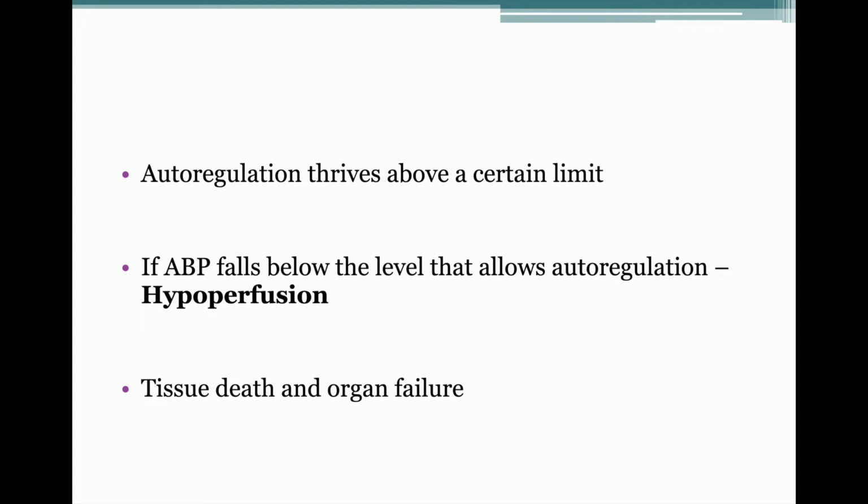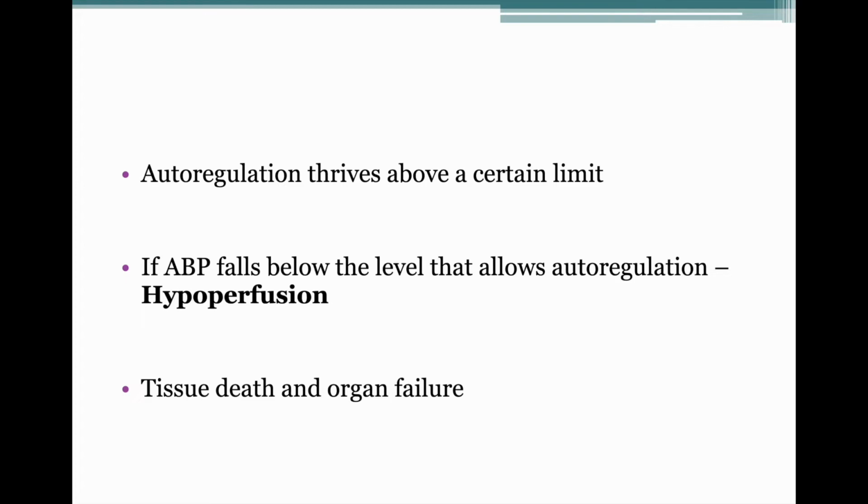Now this autoregulation that the body generally performs works above a certain limit. Here the limit means, if the BP goes down to, say, a MAP of 50 or a MAP of 40, autoregulation brings it back to your normal MAP, which maintains organ perfusion.